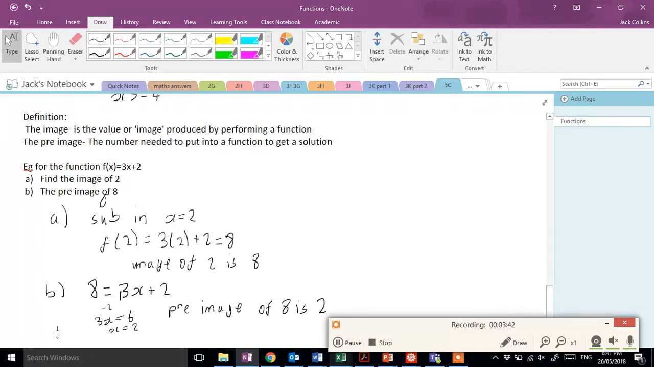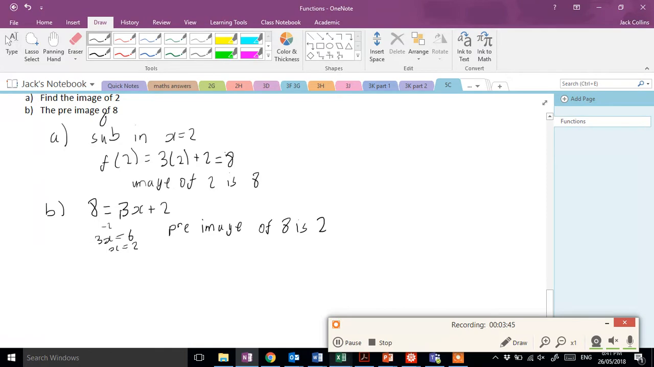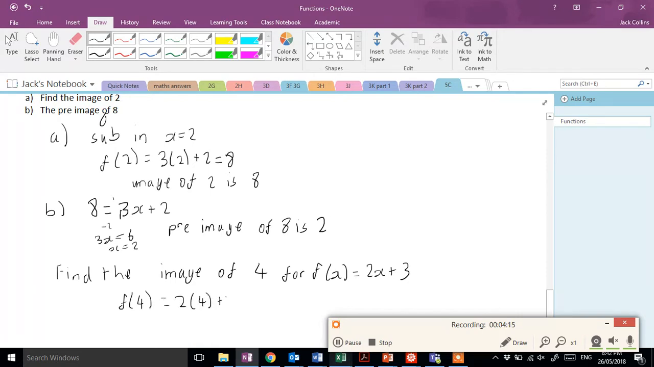Might just run through one quick example. We've got about a minute 20 left here, so we can have a look at find the image of 4 for f of x is equal to 2x plus 3. So the image of 4 is just f of 4. So when x is equal to 4, what value does it produce? 2 times 4 plus 3 would be equal to 11.